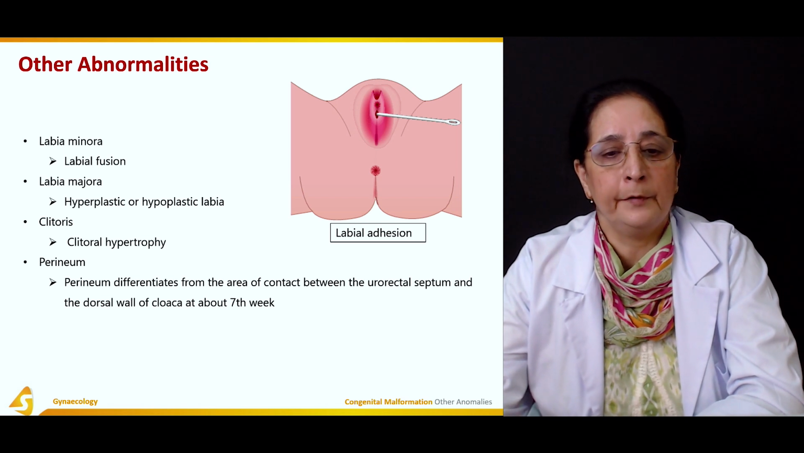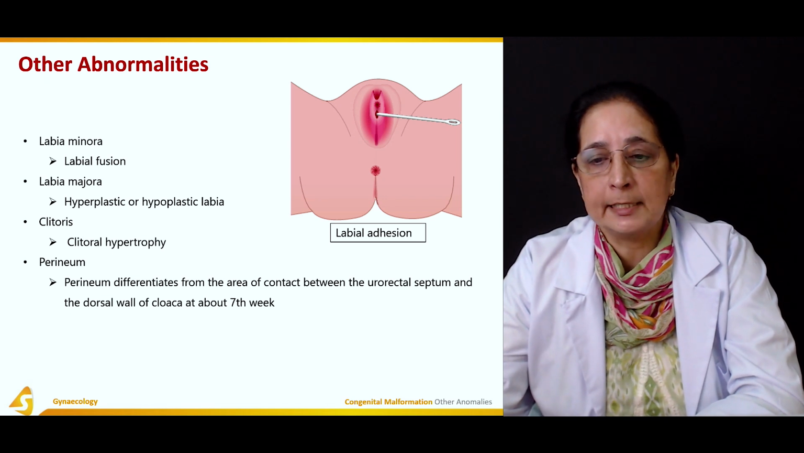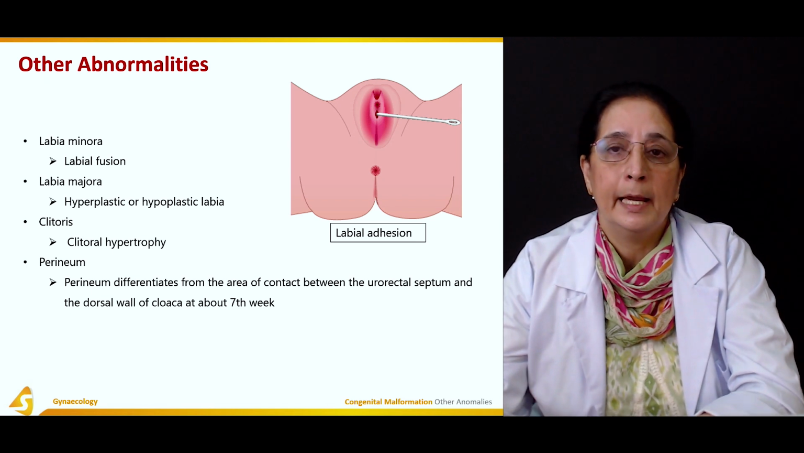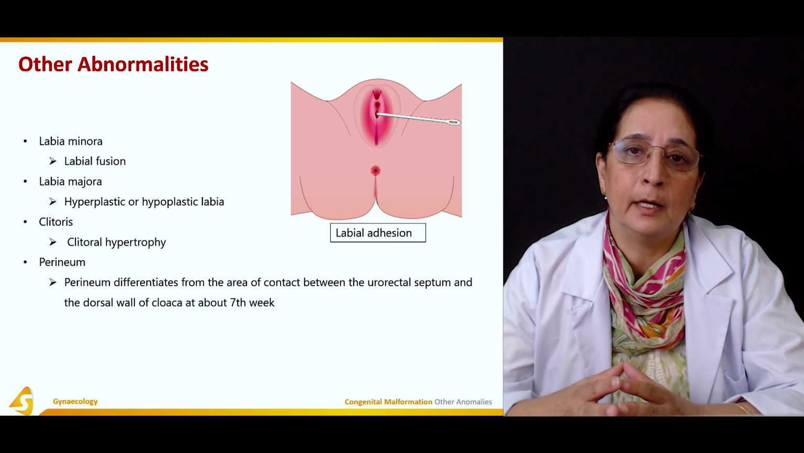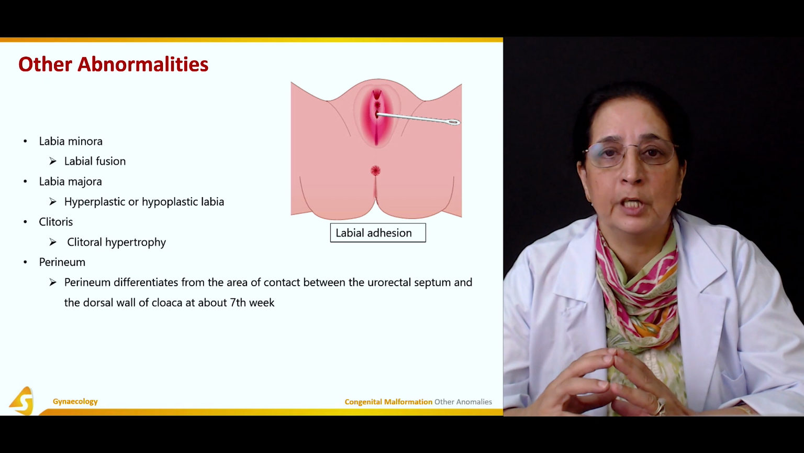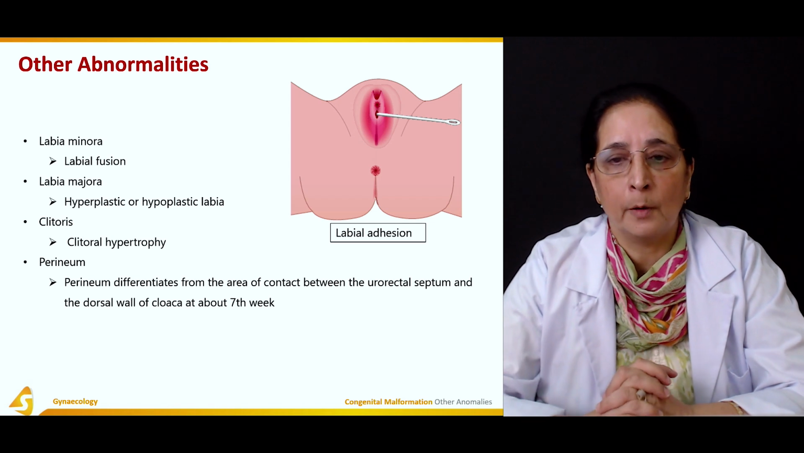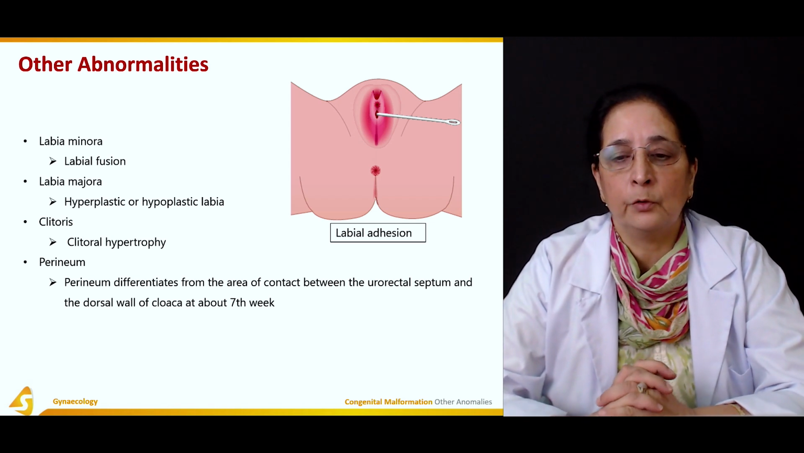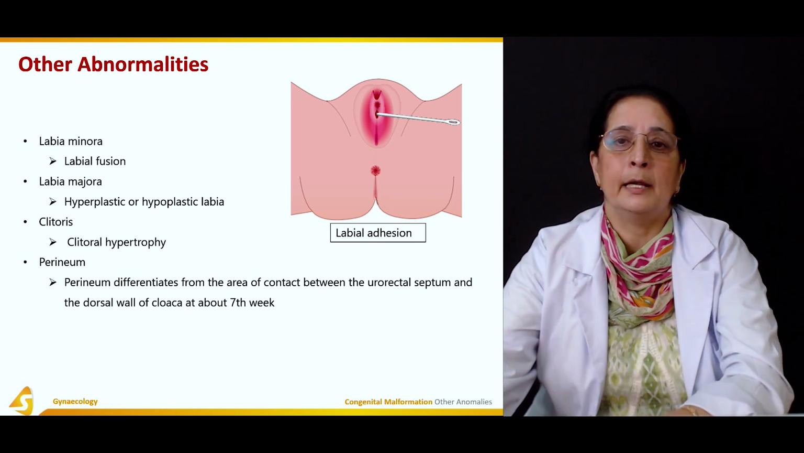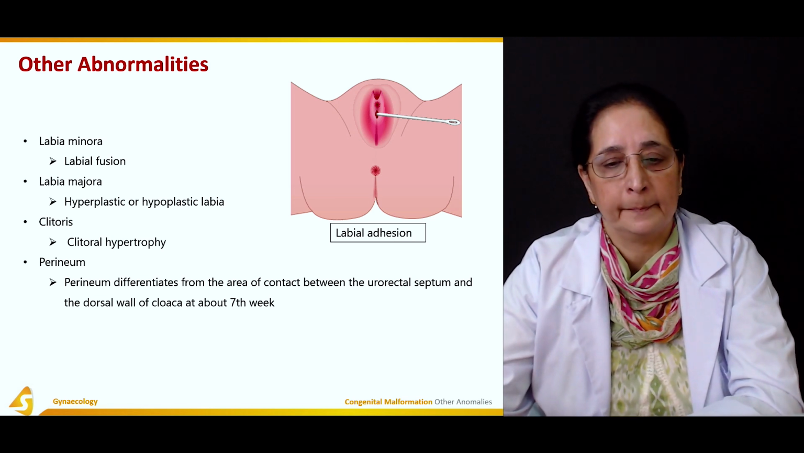The perineum differentiates from the area of contact between the urorectal septum and the dorsal wall of the cloaca at about the 7th week. The perineum is the area between the vagina and the rectum. So the area between the vagina and the rectum is known as the perineum, and it forms from the urorectal septum and the dorsal wall of the cloaca, at around the 7th week during the embryonic stage.